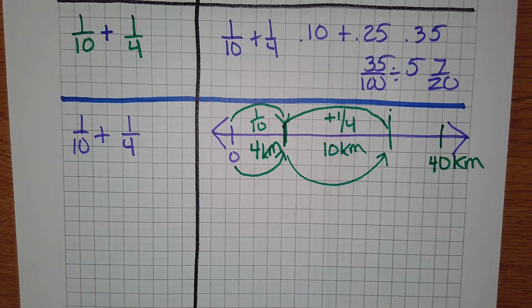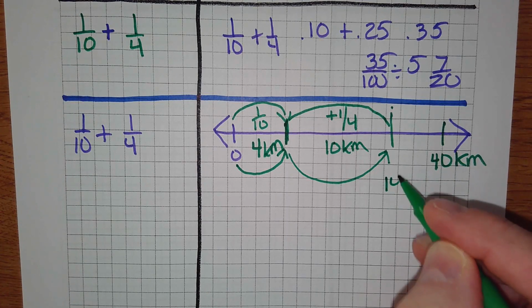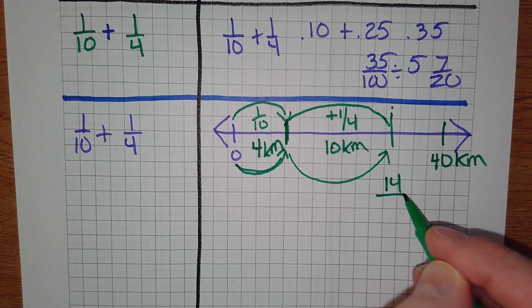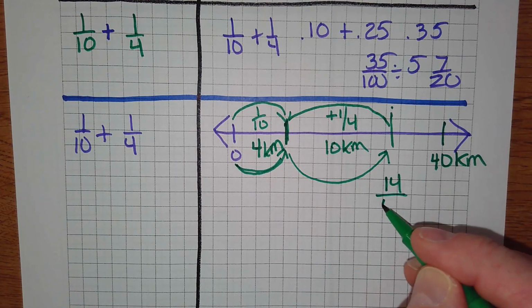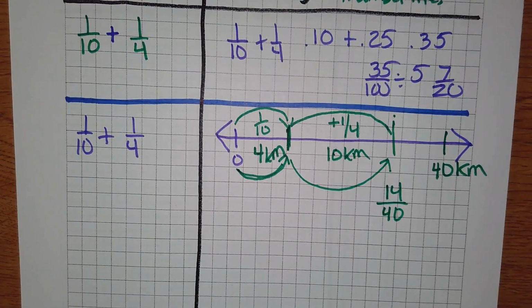So what fraction of this is our trail? What amount of kilometers is this? 1/4 and 1/10 equals what 40ths? 14 40ths. Because we look at our bottom number line, and it's 4 plus 10 is 14. We know that the total length is 40, our whole, and then we can say he went 14 40ths of the trail. But what are we going to do to 14 40ths? For a couple reasons, what do we have to do to it?